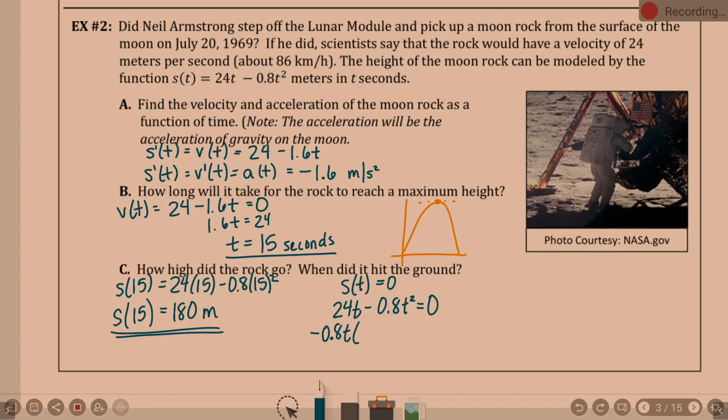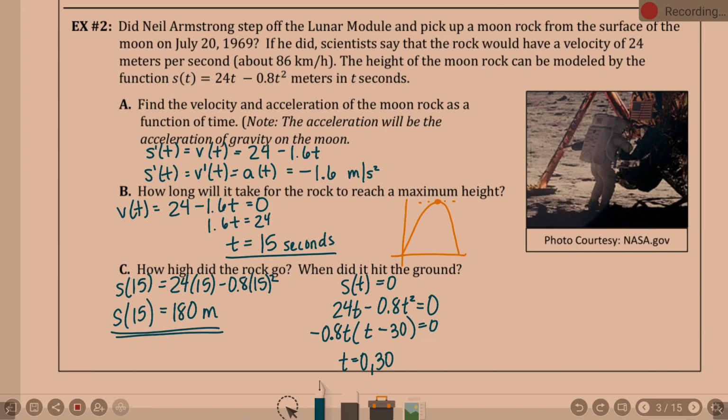It would be 30. So negative 0.8 t squared divided by negative 0.8 t is going to be t, and I'm flipping around as I go. 24t divided by negative 8/10 t is t minus 30. Officially, set each factor equal to 0, right? And so you would have times of 0 and 30.